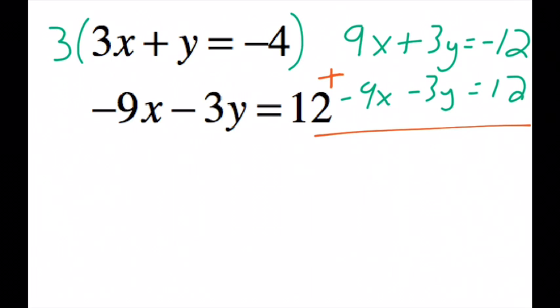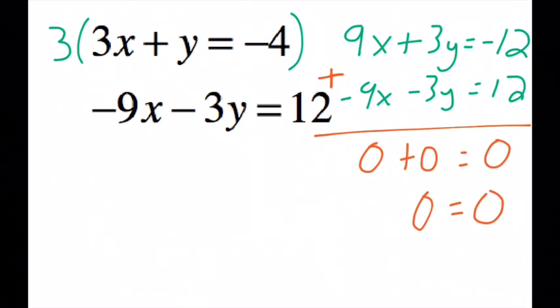Now I'm going to add them together. I get 9x minus 9x, which is 0. 3y plus a negative 3y, which is also 0. And then negative 12 plus 12, which is also 0. So I get 0 equals 0. That is a true statement. So my answer is an infinite number of solutions.